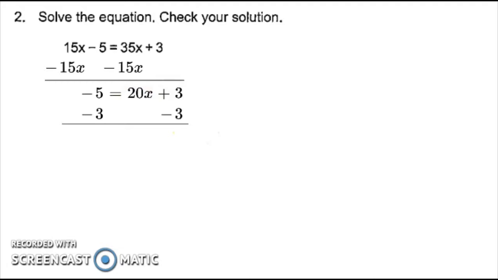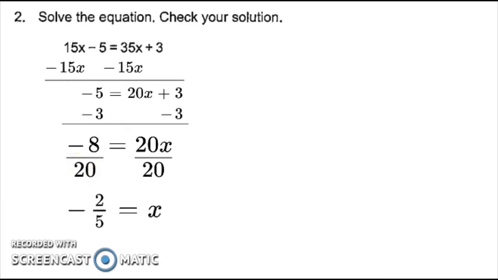Now I subtract 3 from both sides, and I'll get negative 8 equals 20x. I divide both sides by 20. I'll have negative 8 over 20, but we got to reduce our fraction. So we can divide top and bottom by 4, so I'll get negative 2 over 5 equals x, and that's my answer for number 2.